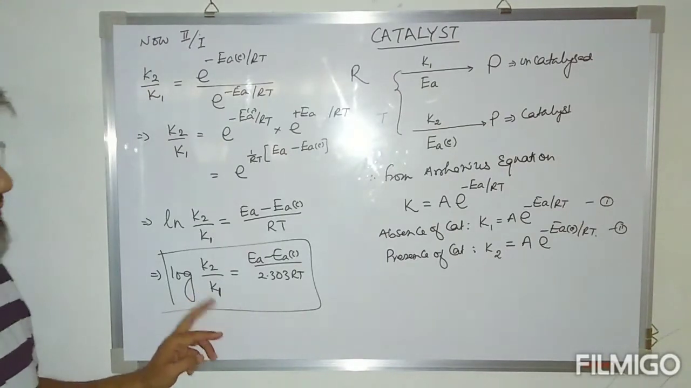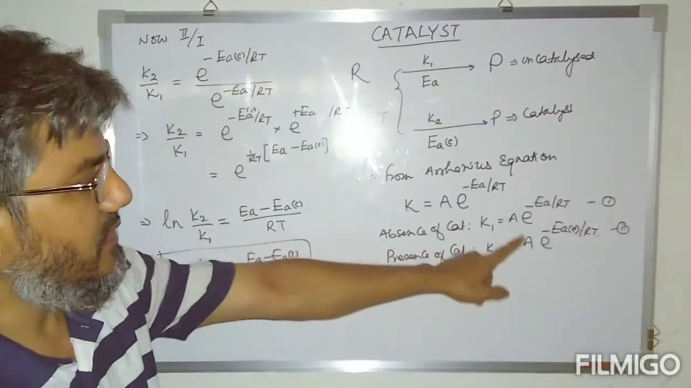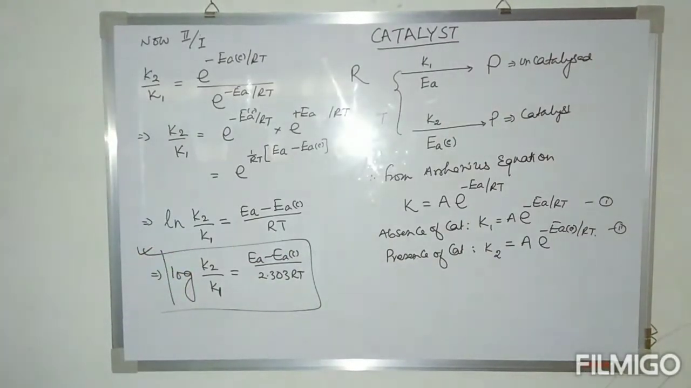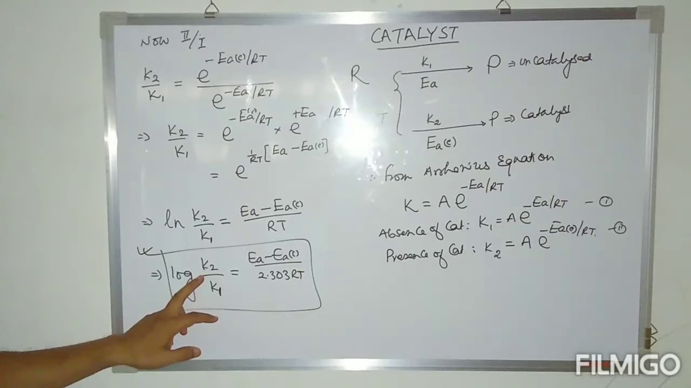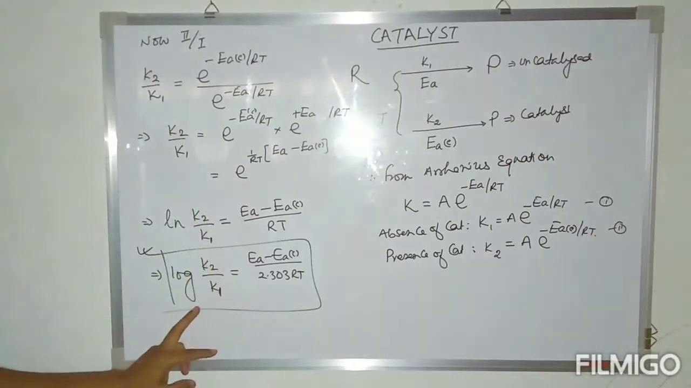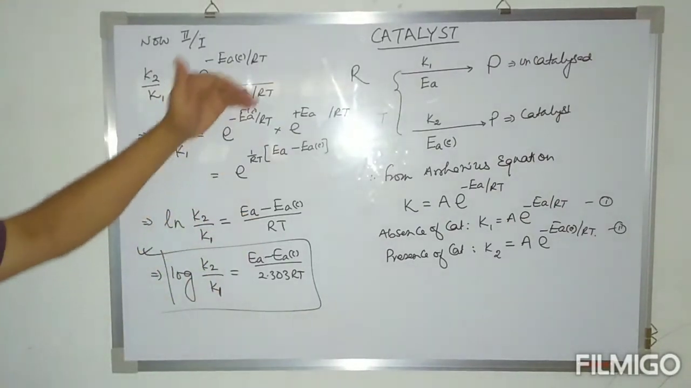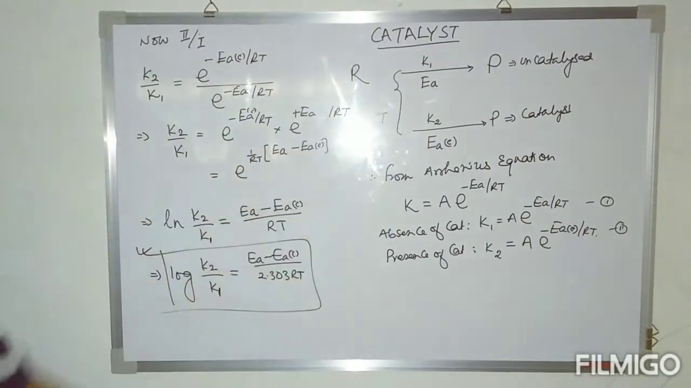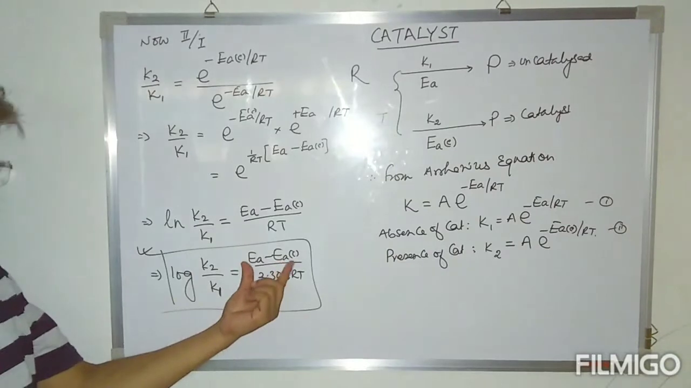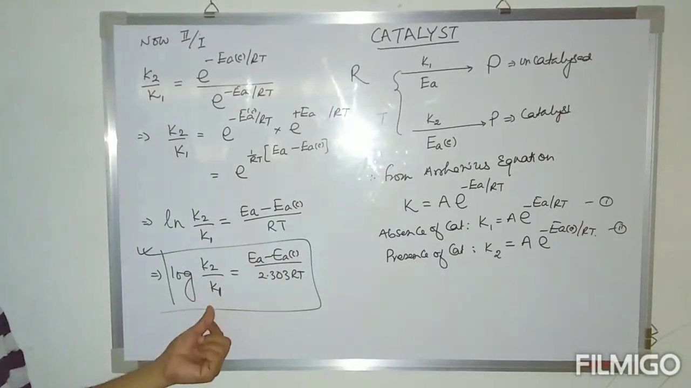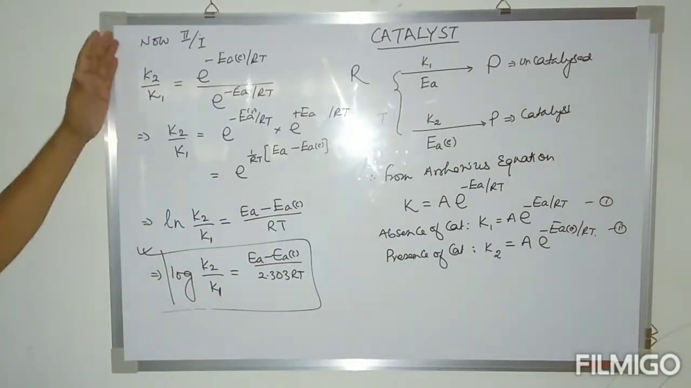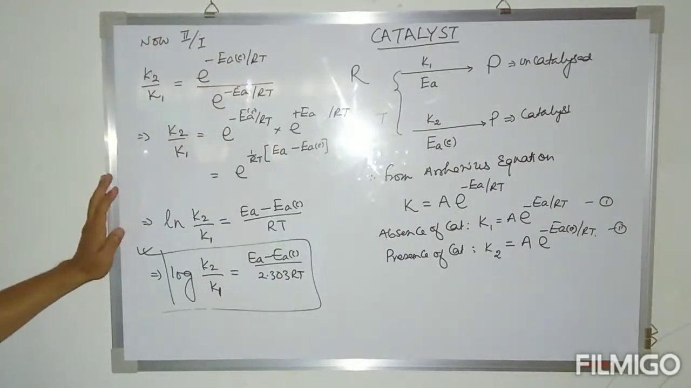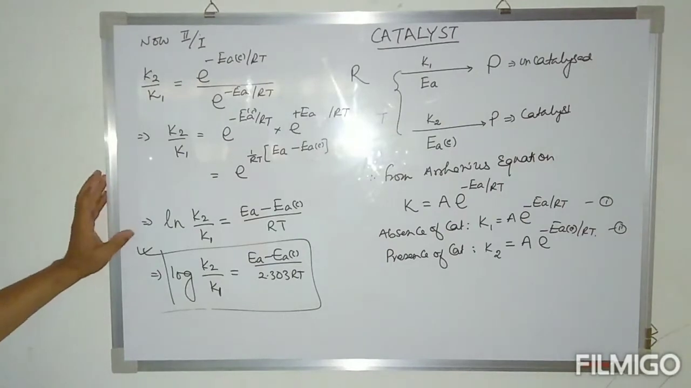If you look at this equation, it is similar to the Arrhenius equation at two different temperatures. Instead of that, we are having one in absence of catalyst and the other in presence of catalyst. So this is how we can use this equation to find the value of the rate constant K in absence of catalyst or in presence of catalyst. During the course of the reaction, if there is a change in activation energy, then how is the rate of reaction affected? This is the use of the Arrhenius equation in reactions involving catalysts.